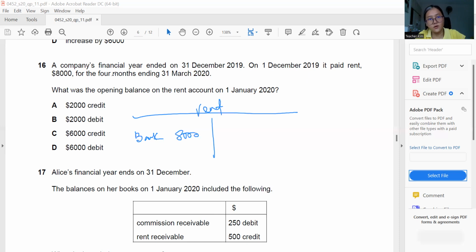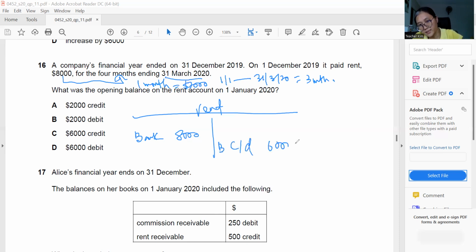8,000 for 4 months ended 31st. Here they are to 3 until this amount for 4 months ended. This one is for 4 months ended, so maybe 1 month equals 2,000. Ended 31st. So how many months are considered prepaid from the 1st Jan to 31st March? Total 3 months is a prepaid. So this is a prepaid amount, balance carried down will be 6,000.